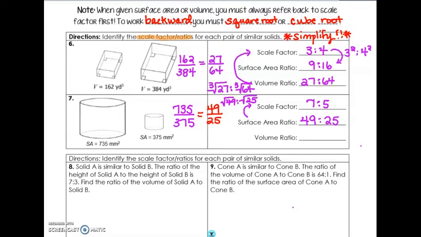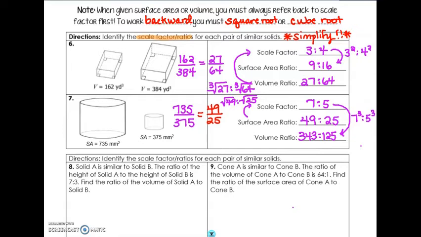That's my A to B. Now I can go to volume ratio by cubing these numbers. 7 cubed to 5 cubed. Well, 7 cubed is 343, and 5 cubed is 125. That's going to be my volume ratio.